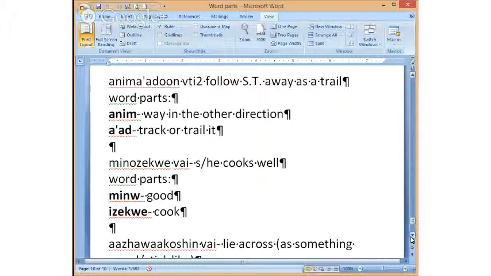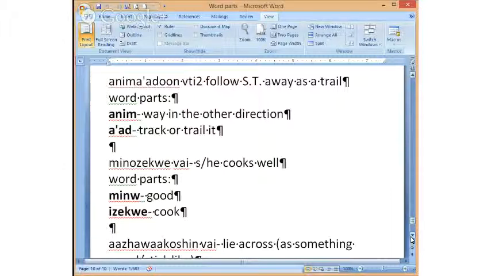Ma'adun? Anima'adun. Yeah, follow somebody or follow something away, as in a trail. VTI-2, verb transitive inanimate. So you're doing an action to something that's inanimate. In this case, it's following something. Anim, away in the other direction. Ad, track or trail it. And then the un part is the something.